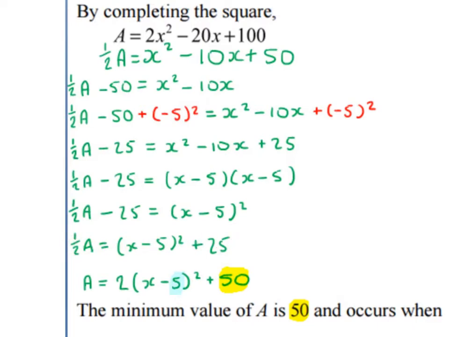So a half times 2 is 1, so you'll end up with 1a. So we have to multiply everything by 2. So x minus 5 squared becomes 2 times x minus 5 squared. You do not multiply the 2 into the brackets, you leave it outside the brackets. And 25 times 2 is 50.